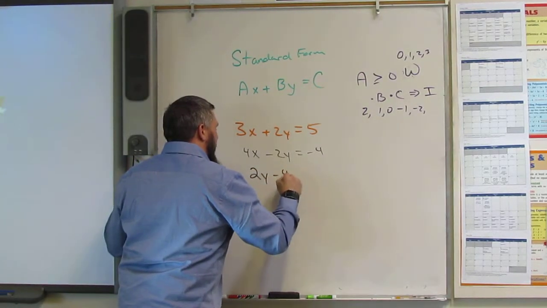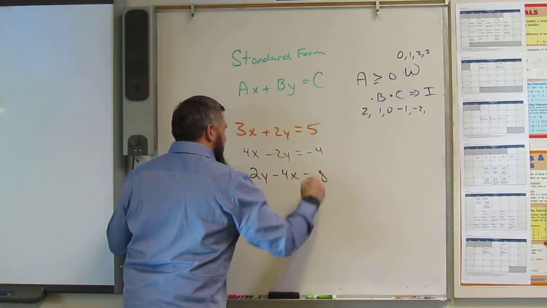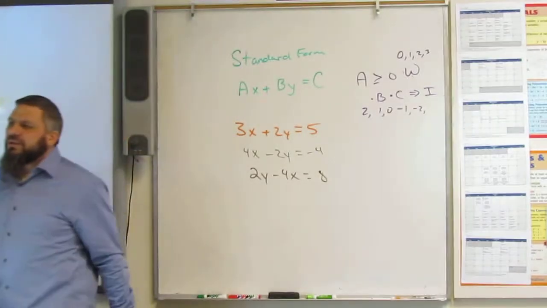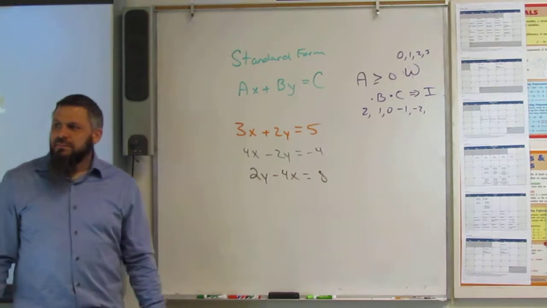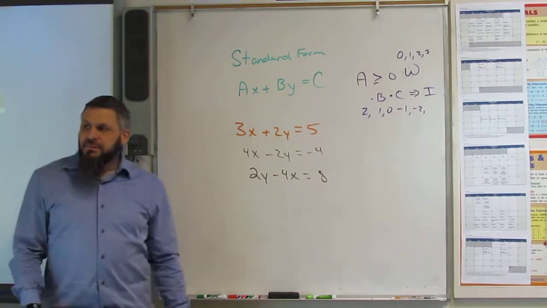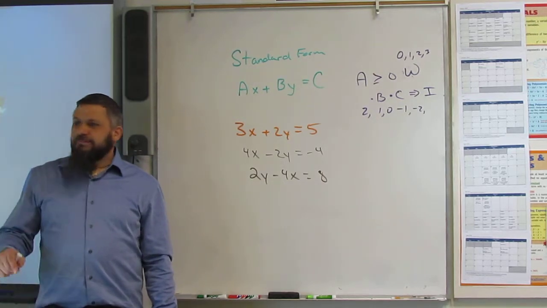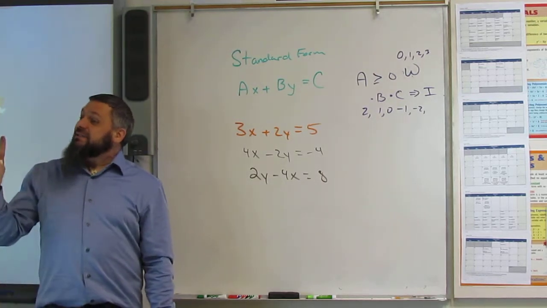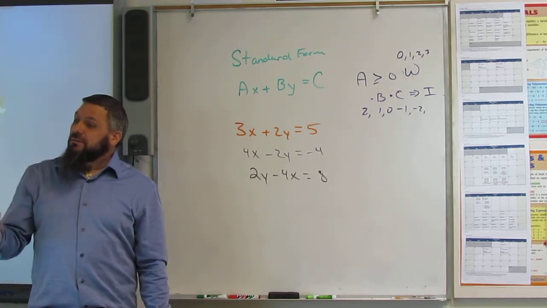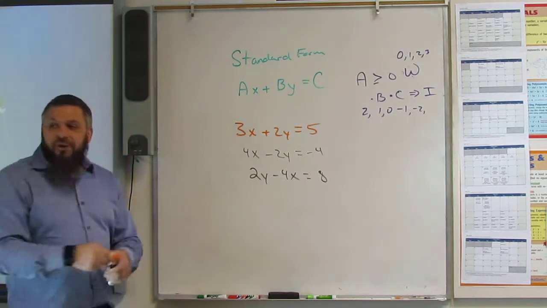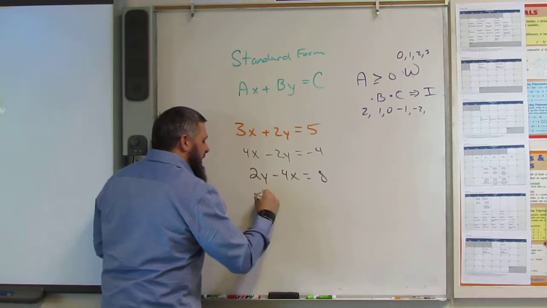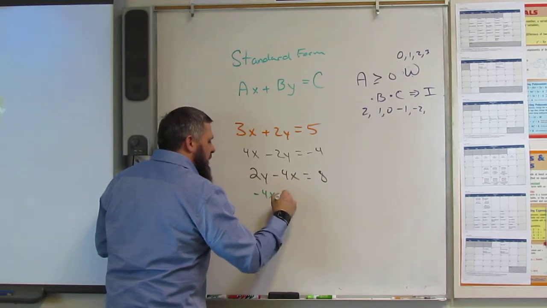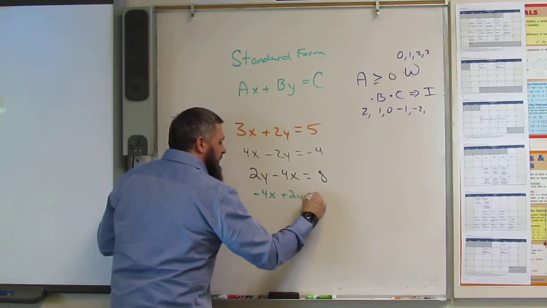2y minus 4x equals 8. Will that work? No. Why? Because x has to come first. Oh, it's a y. I thought that was x. So if I switch these around, okay? If I switch these around, I got negative 4x plus 2y equals 8.